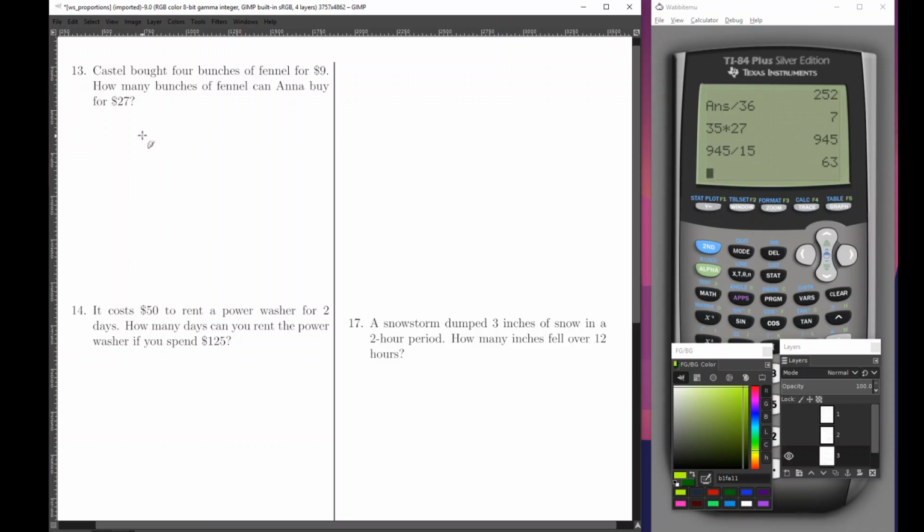Castell bought 4 bunches of fennel for $9. How many bunches of fennel can Anna buy for $27? Well, I'm going to have fennel over dollars here. Fennel over dollars. And I'm going to start with what Castell got. That's 4 for 9. Put a little dollar sign there. And then I'm going to set that equal to, proportionate to, what Anna bought. We don't know how many, for $27.